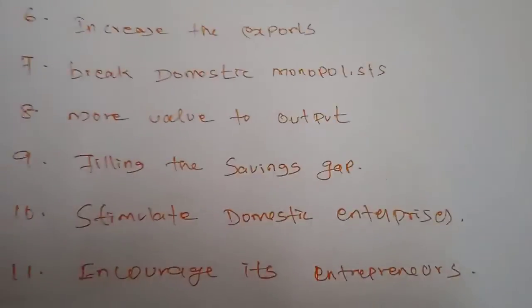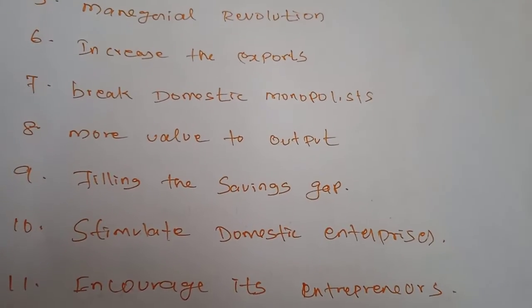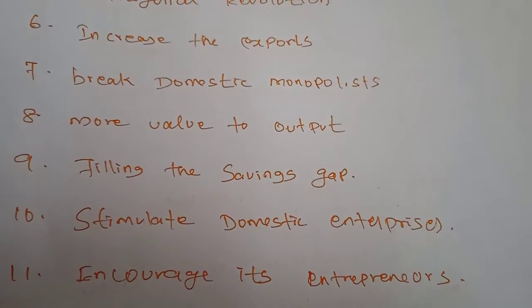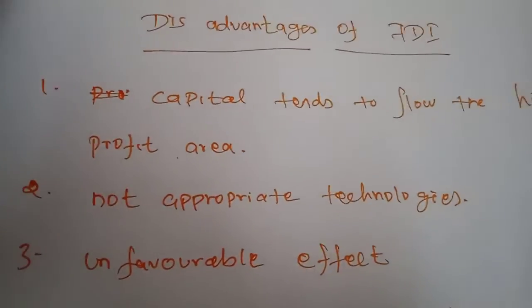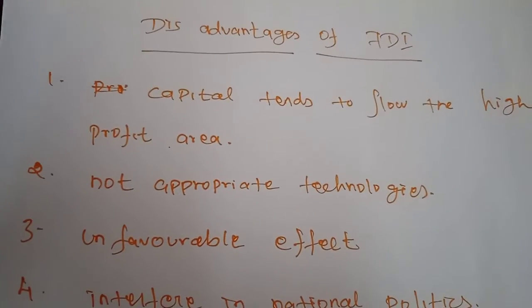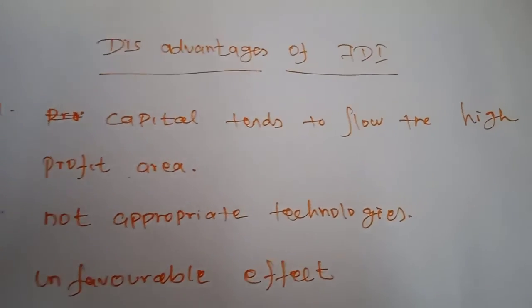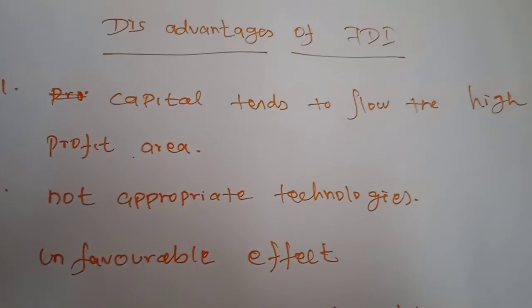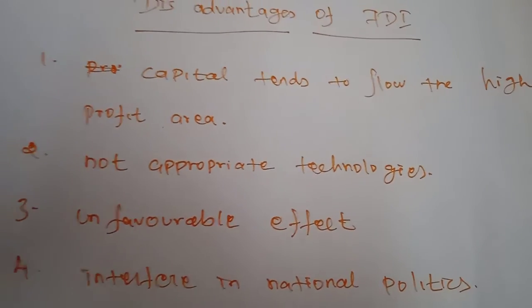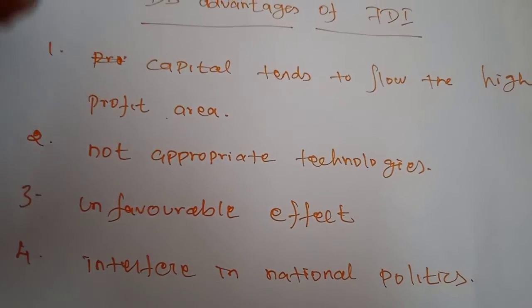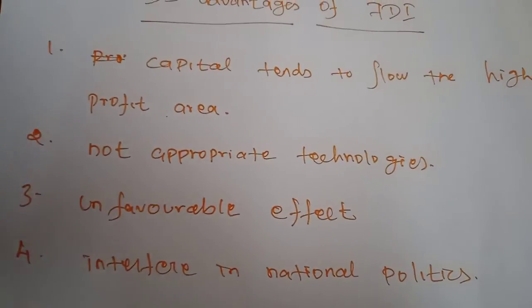By allowing foreign direct investment, we will get many advantages. Next, disadvantages of foreign direct investment. Even though we have more advantages from foreign direct investment, we will have some disadvantages also. First, capital tends to flow to high profit areas. Private foreign capital tends to flow to the high profit area rather than to the priority sectors.